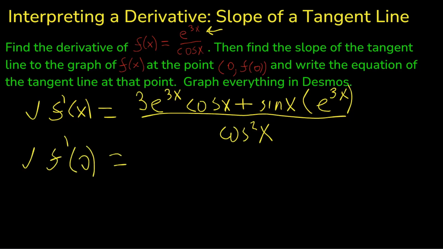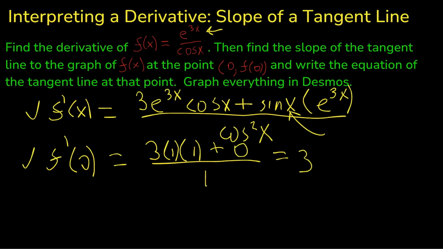So when we plug in 0, the denominator is going to be cosine of 0, which is 1, squared, which is still 1. We would have the 3 here. E to the 3x, when you plug in 0, would be e to the 0, which is just 1. And then cosine of 0 is just 1. Plus, here, when we plug 0 in for x, sine of 0 is 0, so it makes that whole term equal to 0. And then we just get 3.